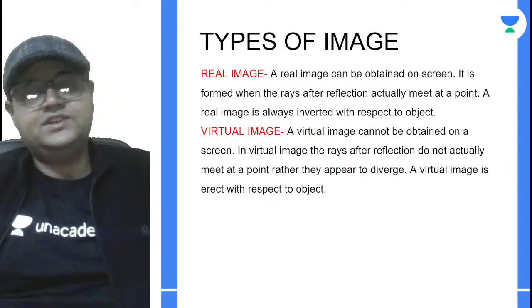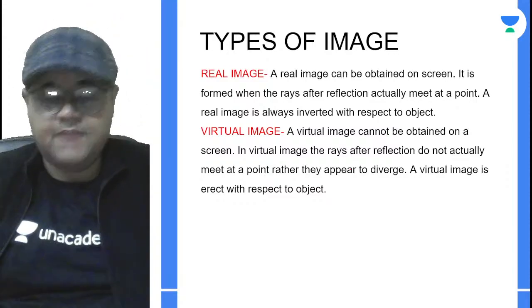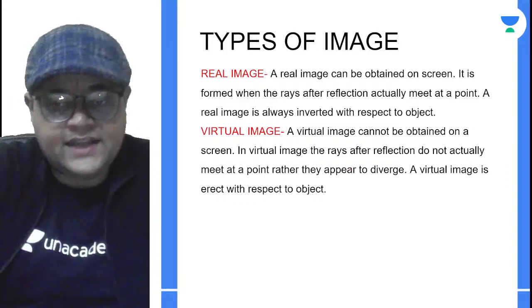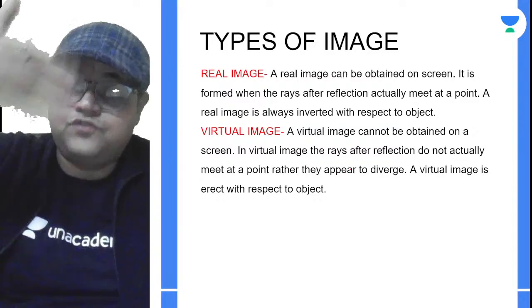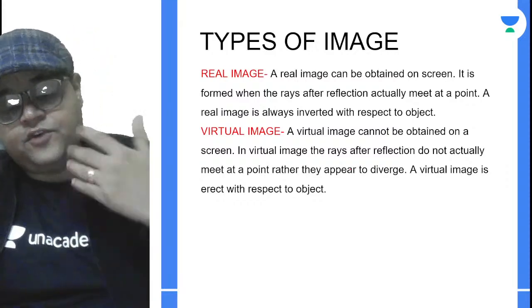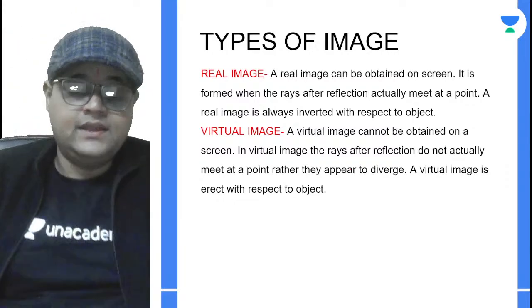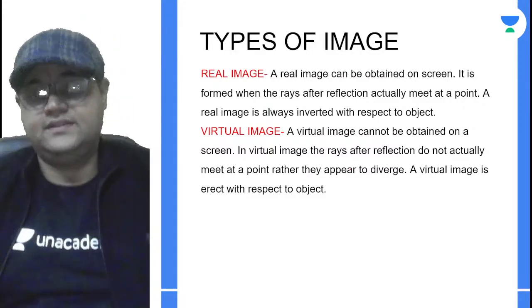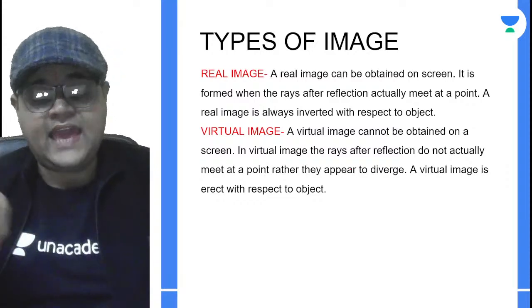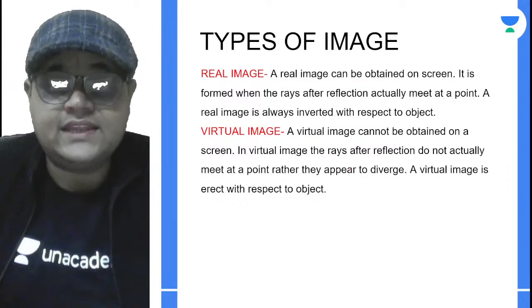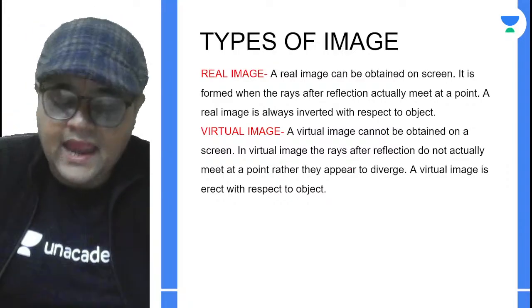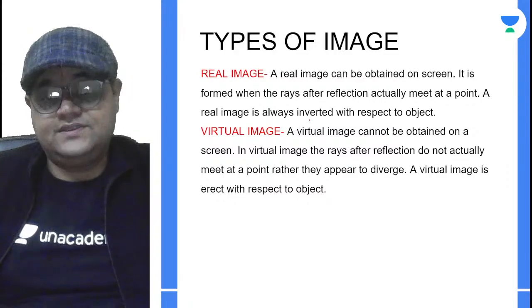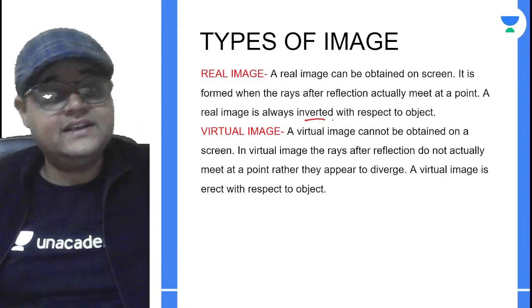So the very first kind of image that you can get is a real image. And what is a real image? A real image is the image that you can actually get on a screen. It actually is formed on the screen. And when is it formed? A real image is always formed when the reflecting rays actually meet at a point. When these reflecting rays actually meet at a point, you say that a real image is formed. And in almost all cases you'll find an inverted real image.